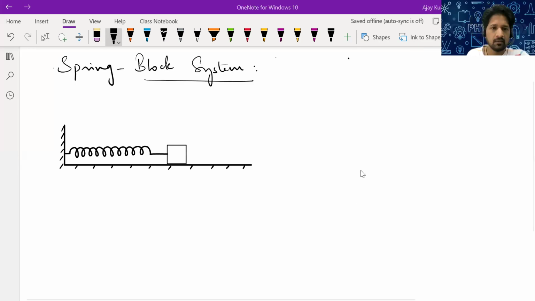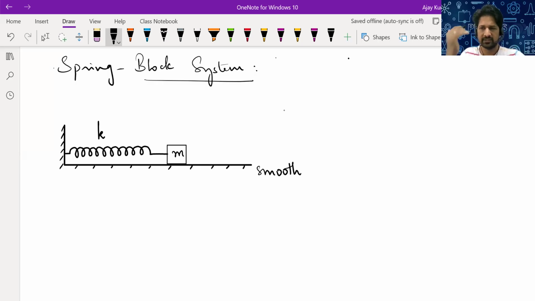Consider a spring block system, spring having a spring constant K and block having a mass M placed on a smooth horizontal surface. Fine. Now, like in laws of motion, work energy power, we had come across questions like this. Now, this block experiences some forces. Its weight will be acting, normal force from the surface will be acting. And if the spring is stretched or compressed, spring force will also be acting.